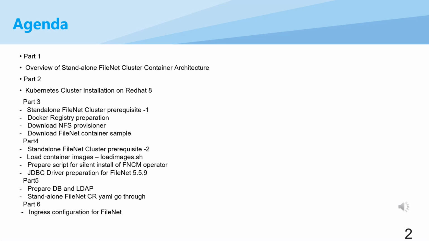At part 5, I will show you how to prepare the database and the LDAP server. And also, I will briefly go through the CR custom resource YAML. At the last part, part 6, I will go through the ingress configuration, as there is a major change in Kubernetes 1.21.